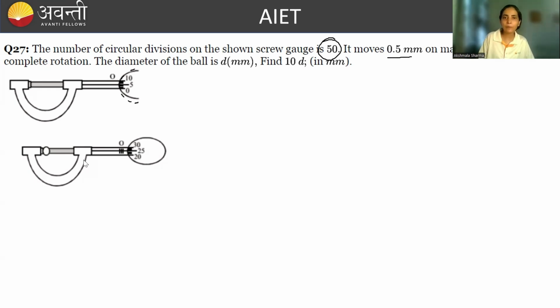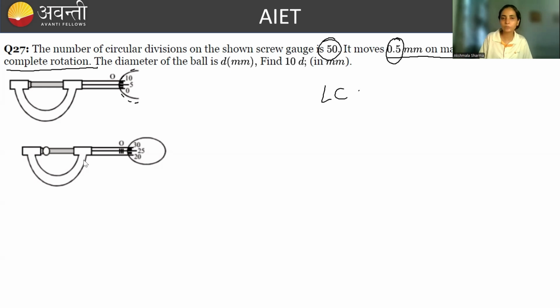It moves 0.5 millimeter on the main scale for one complete rotation. Means when it is rotating completely, then on the main scale it will show one mark, it means it has traveled by how much distance? 0.5 millimeter. The diameter of the ball is... Now let's first calculate the least count of this screw gauge.